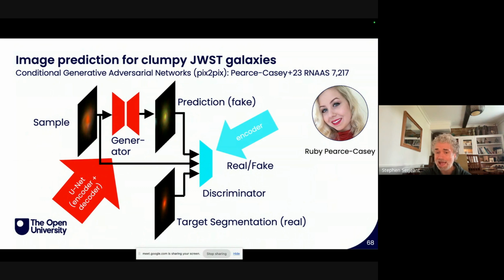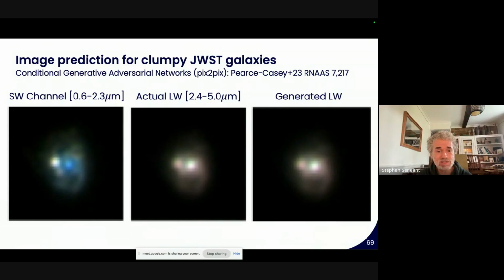So if you have data at the short wavelengths and the long wavelengths, you could use that prediction to see whether the long wavelength data is in any way anomalous. And there are lots of weird things in JWST data, so it's definitely a thing worth doing. And the network works extraordinarily well.